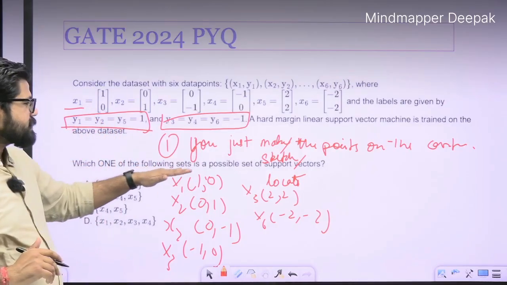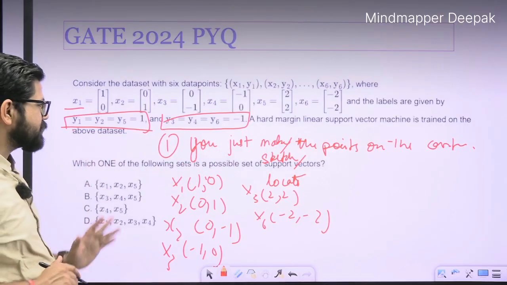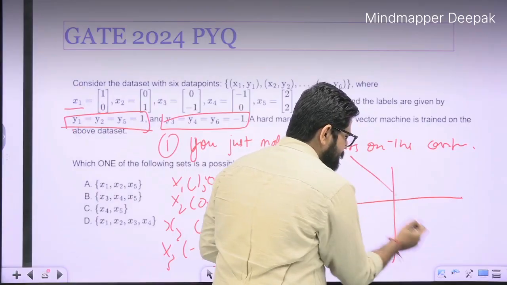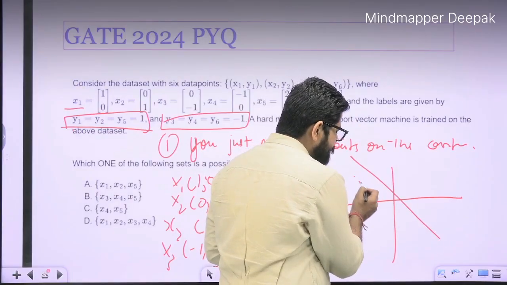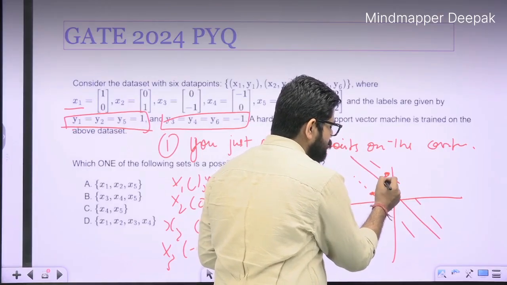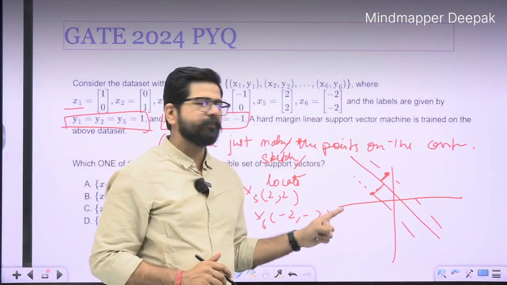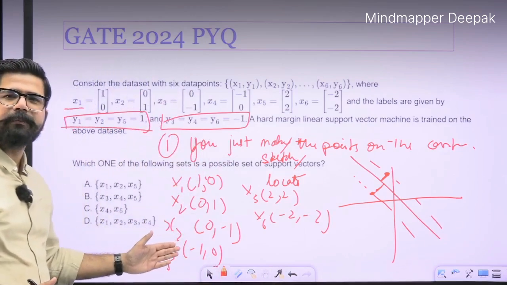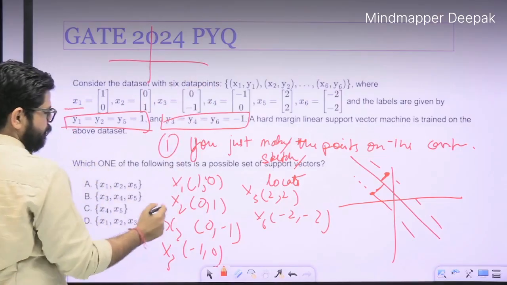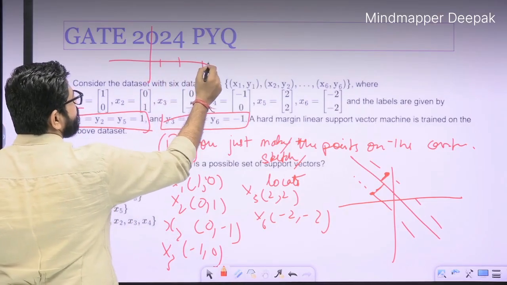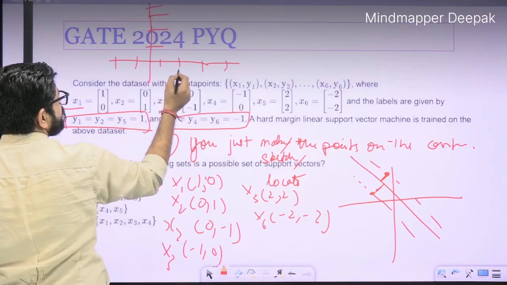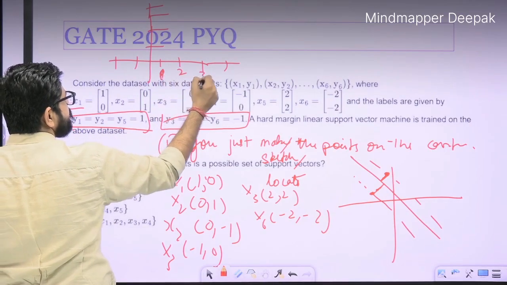One of the following sets is possible for the support vectors. So what are the support vectors? For example, if this is the hyperplane, the line you have, then the closest point to this line is your support vector. So simply locate those points on the hyperplanes. We have the points on simple locations. Here are some simple points. Do not take that much time in solving such silly and easy questions.